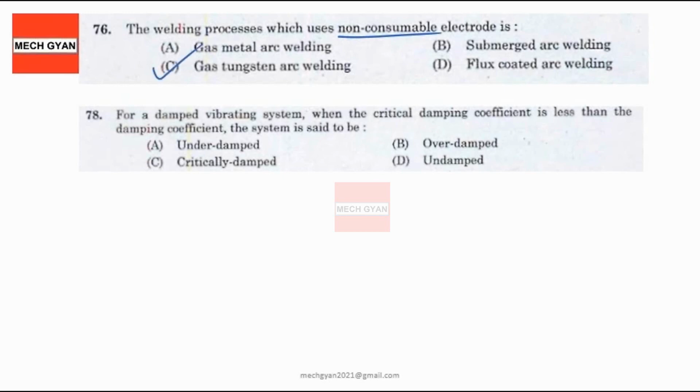76C. Now for a damped vibrating system, when the critical damping coefficient is less than the damping coefficient, the system is known as, answer is B, overdamped. Zeta is equal to C by Cc. The critical damping coefficient Cc is less than C, so it is overdamped.